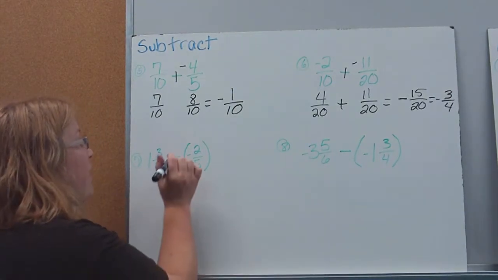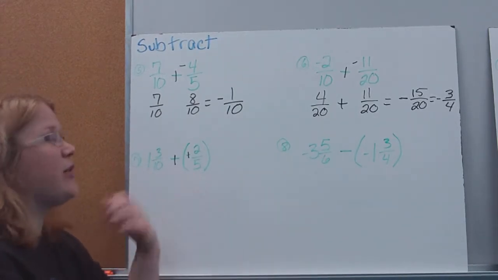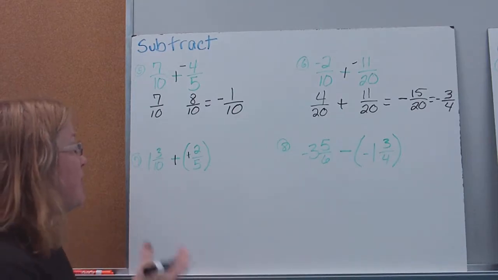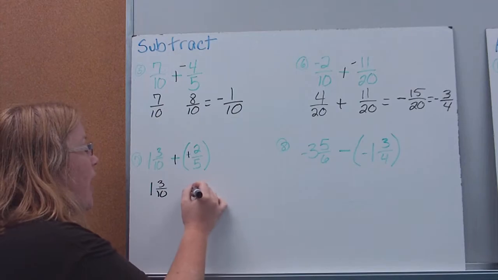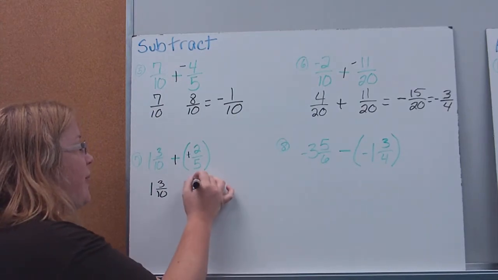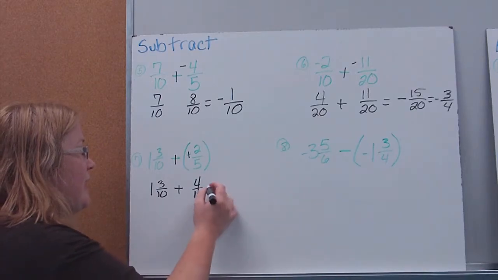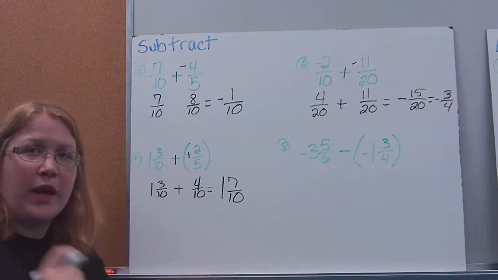All right, again, first thing I want to do, add the additive inverse. Now I'm just adding two positive numbers. You've done this plenty of times. So I'm going to rewrite this in its equivalent form. 10ths is my common denominator. 2/5 becomes 4/10. When I add these, I get 1 7/10. Nothing to rename there. Nice and easy.